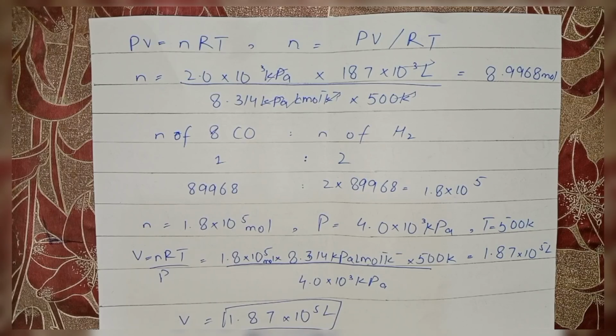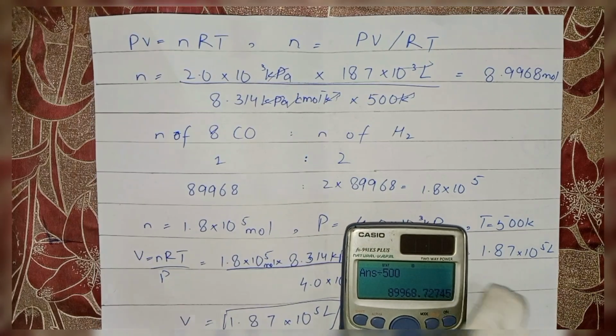Here we can see the moles of the carbon monoxide and moles of hydrogen. 1 mole of carbon monoxide reacts with 2 moles of hydrogen. So 89968 moles of carbon monoxide will react with double the amount of hydrogen. So we can find this: 2 into 89968, and then it becomes 179936. We can round it off to 1.8 into 10 raised to the power 5 moles of the hydrogen.